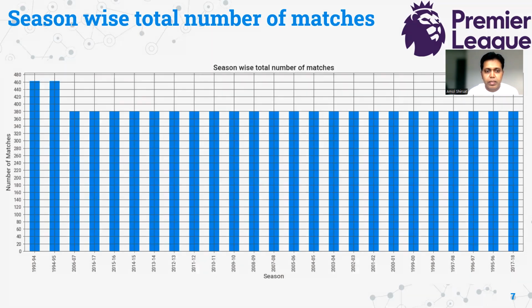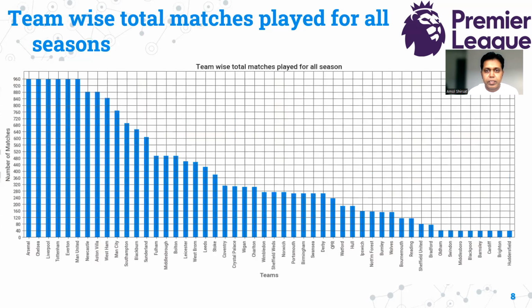The second thing we have seen is the team-wise matches played. Arsenal, Chelsea, Liverpool, Tottenham, Manchester United are the teams who have played the maximum number of matches, almost more than 900, followed by Aston Villa, West Ham. So this gives us the understanding that these teams are quite consistent and they have been playing matches from the beginning of the season.